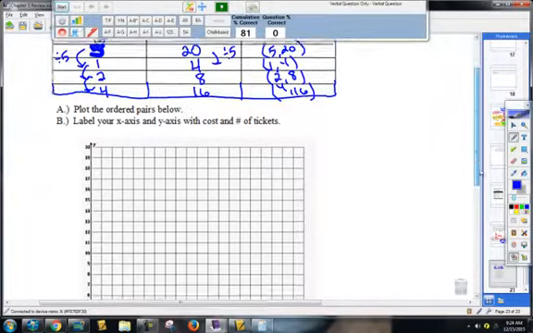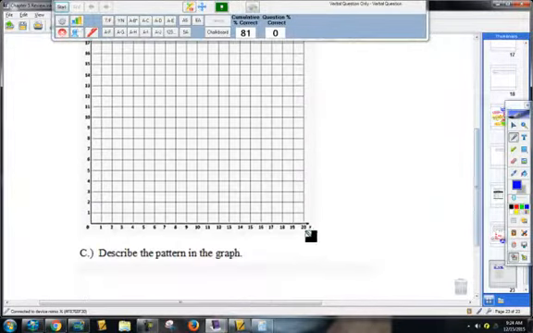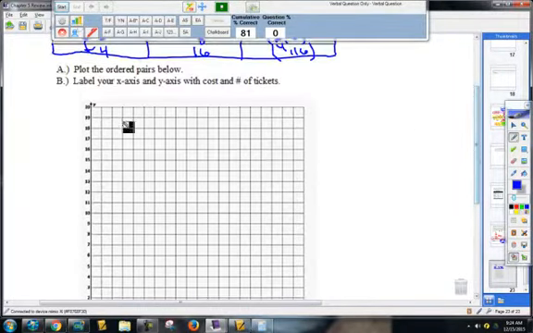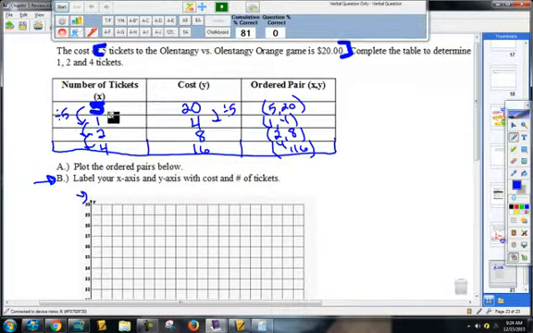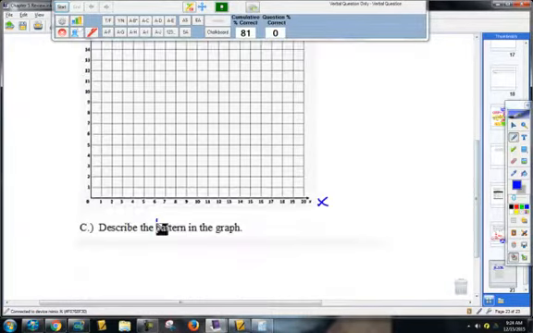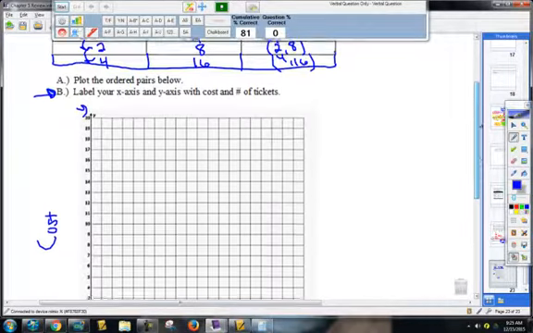You have to understand the x is always the horizontal axis, and this one is always the y. It says right here in B, you must label your x and y axis. We know that x is the number of tickets, so we put number of tickets, and over here we put cost. Now we're just going to plot those points.